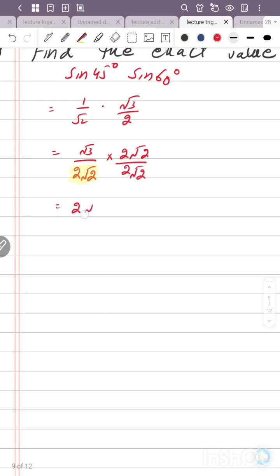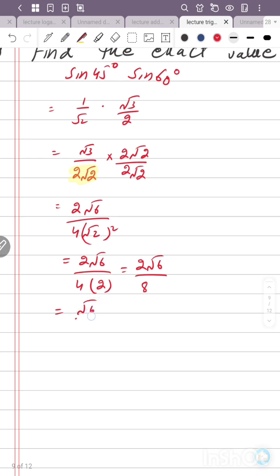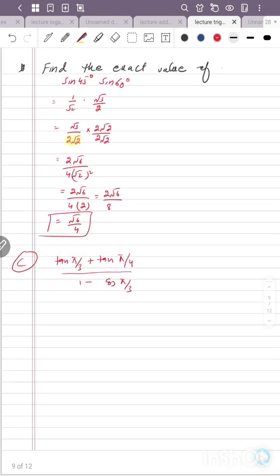Now 2 square root 6, here 4 square root 2 square, so we got 2 square root 6 over 4, and the answer is square root 6 by 4. We got this answer. Okay dear friends, hopefully you can understand.